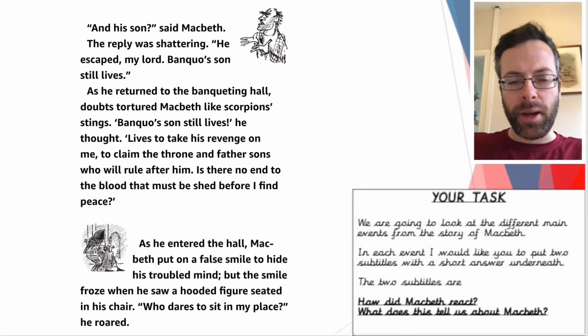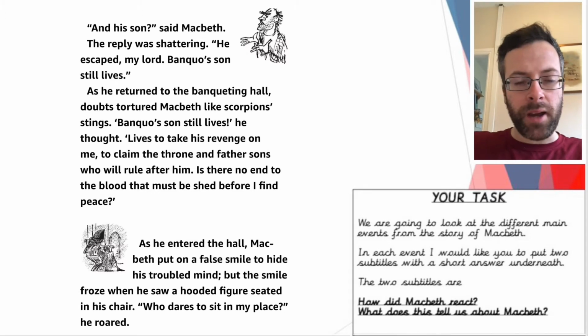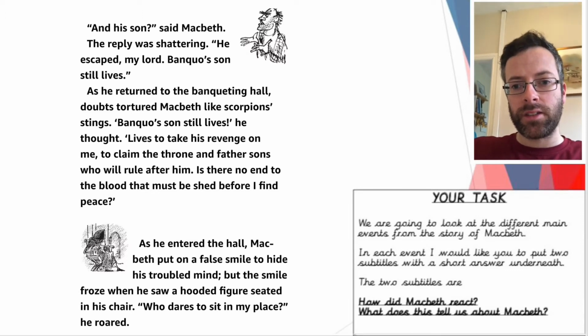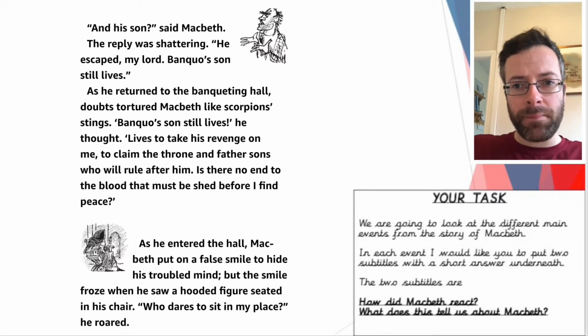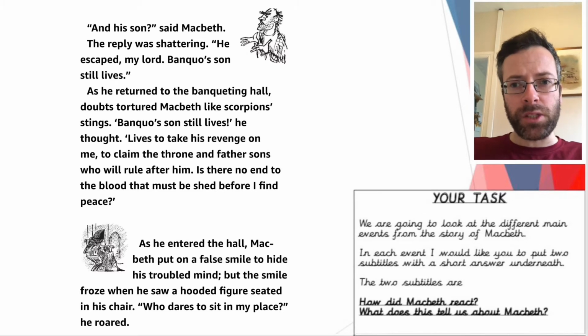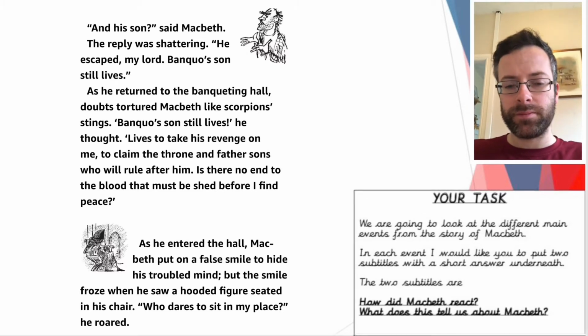As he returned to the banqueting hall, doubts tortured Macbeth like scorpion stings. Banquo's son still lives, he thought. Lives to take his revenge on me, to claim the throne and father sons who will rule after him. Is there no end to the blood that must be shed before I find peace?